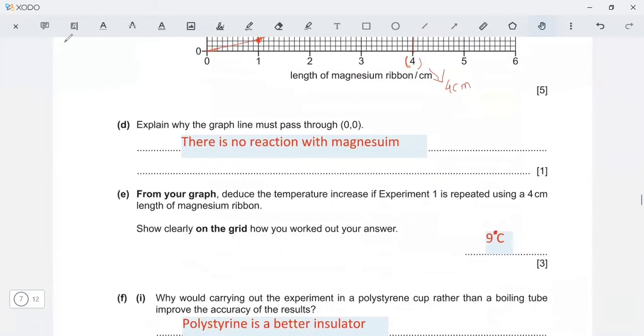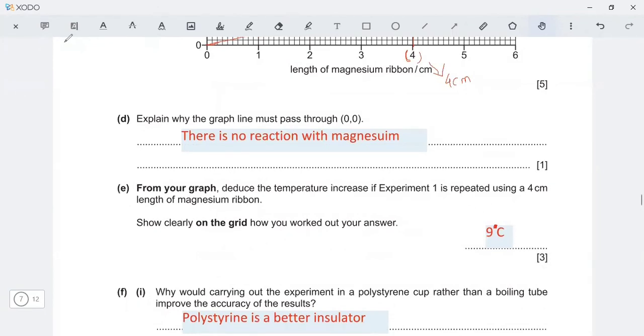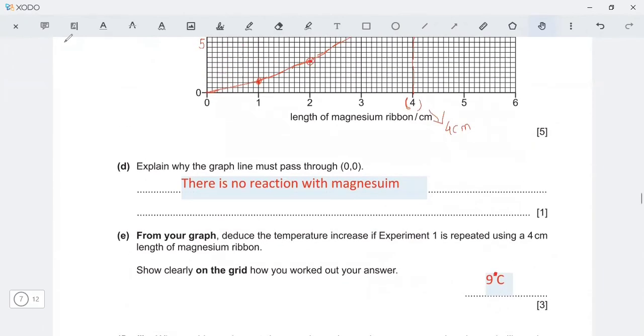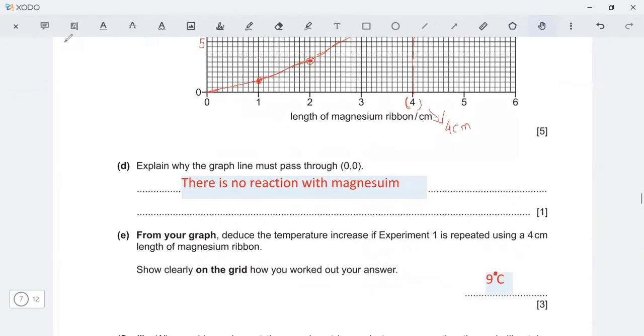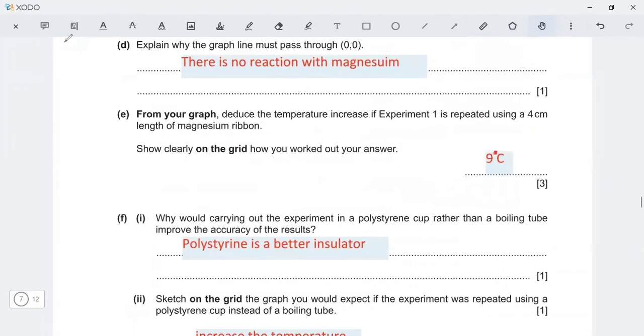Okay, so the question: explain why the graph line must pass through 0, 0. Because there is no reaction with magnesium, right? When there was 0 magnesium, 0 temperature increase, that means there is no reaction. It's easy. Next is E. From your graph, deduce the temperature increase if experiment 1 is repeated using 4 centimeter length of magnesium ribbon.